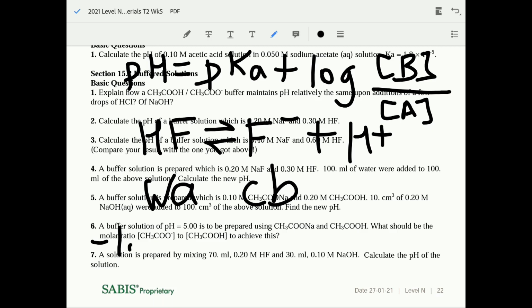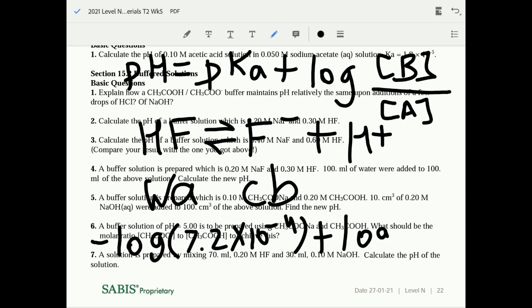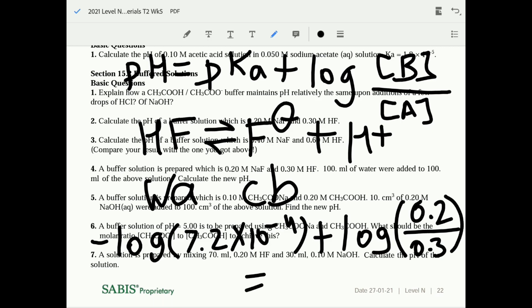In the Henderson equation, it's the concentration of base over the concentration of acid. So it's minus log Ka, which is 7.2 times 10 to the minus 4, plus log of the concentration of the base, the conjugate base NaF, so that's 0.2, over acid 0.3. When we solve, minus log 7.2 times 10 to the minus 4 plus log of 0.2 over 0.3, we get 2.97, which sounds realistic. So that's the answer.